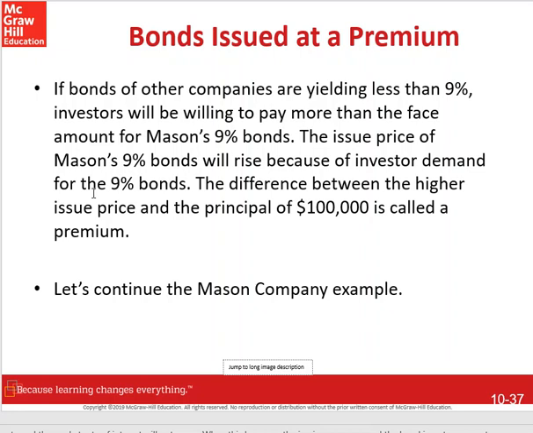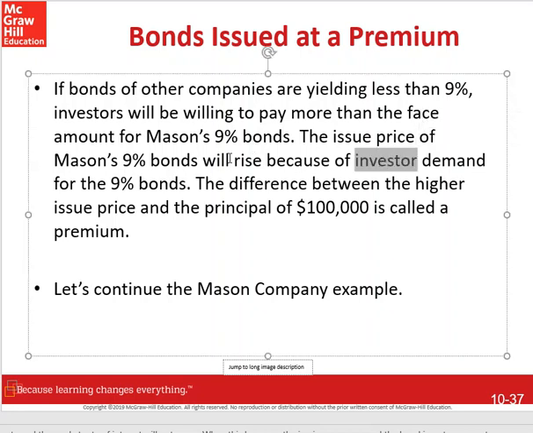bonds. Well, when there's high demand for something, what can we do? Increase the price. So there's going to be high, they say investor demand, I'm still stuck on the word investor, creditor demand. The difference between the high issue price and the principal of 100,000 is called a premium.